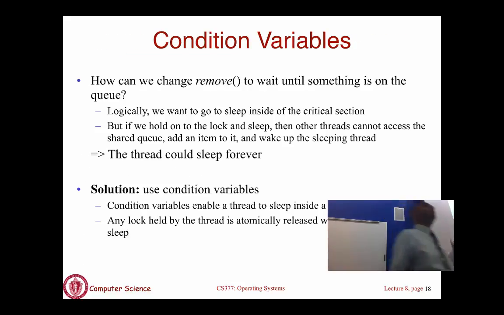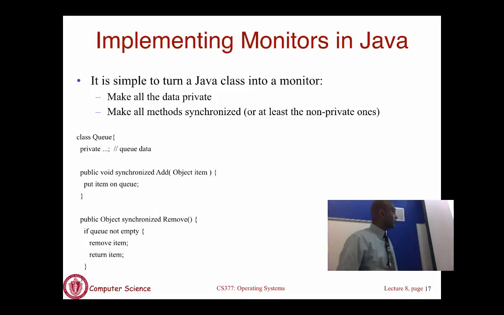Okay, so now we come to this notion of, I said a monitor is a lock and condition variables. I talked about the lock that comes to you when you say synchronized. Let's talk about condition variables and why you need them. If you look at the code in the remove, you check if the queue is not empty, you remove an item and you return the item. That's what the remove method is doing.